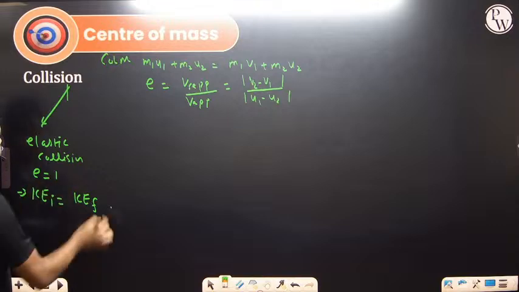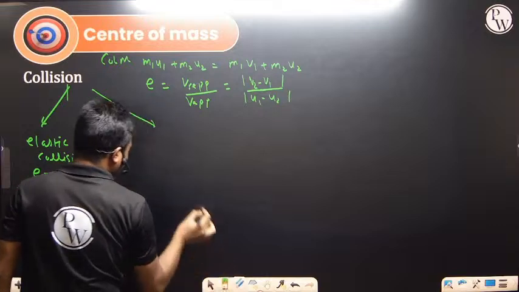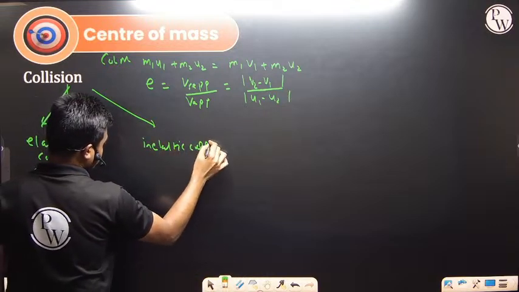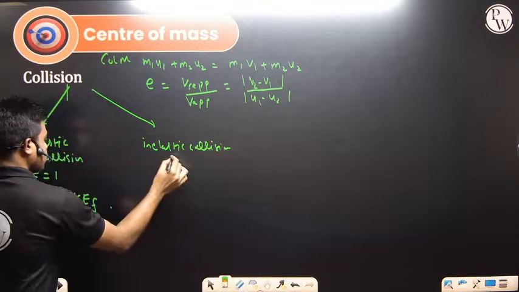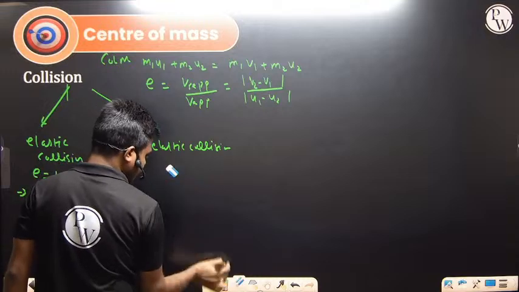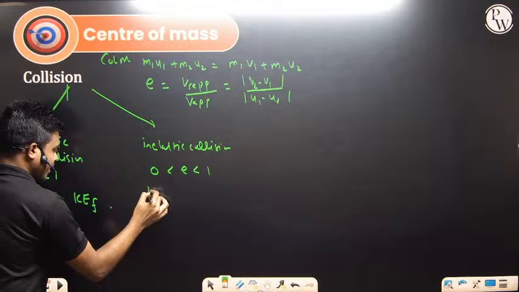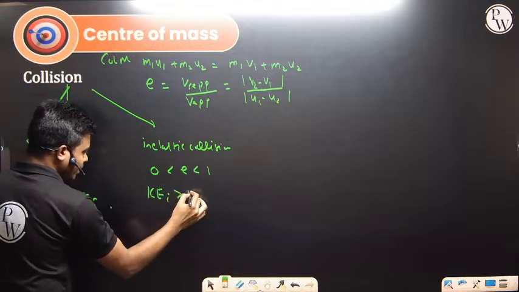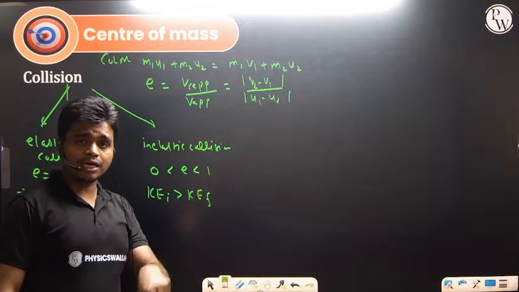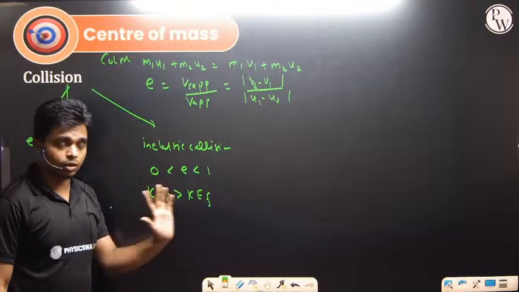Perfectly elastic collision. Then we have inelastic collision. In inelastic collision, what is the e value? The e value will be less than 1, greater than 0. Kinetic energy initial will always be greater than kinetic energy final. So there is loss of energy after the collision. That loss of energy can be in the form of heat, or light, or sound as well.